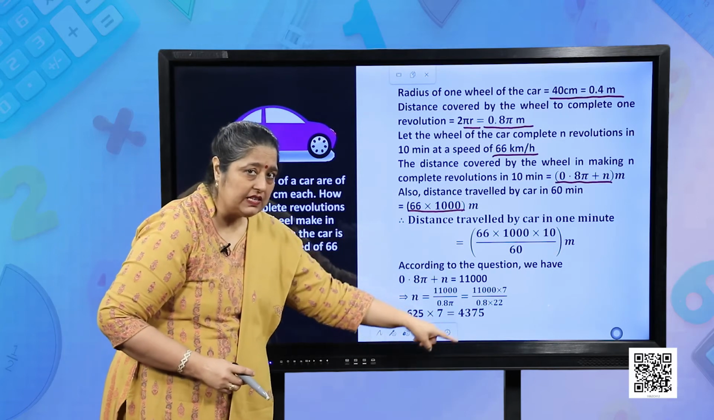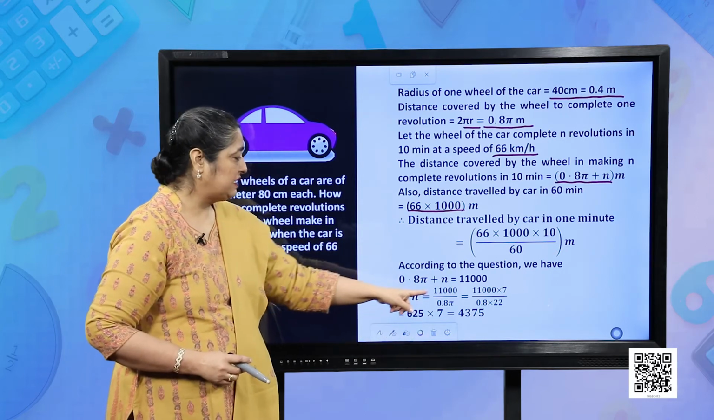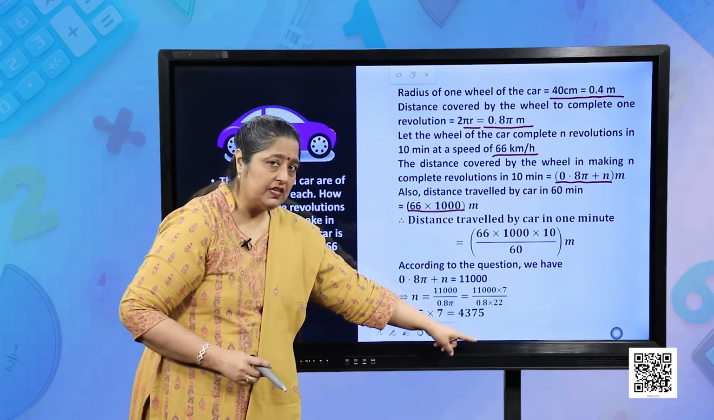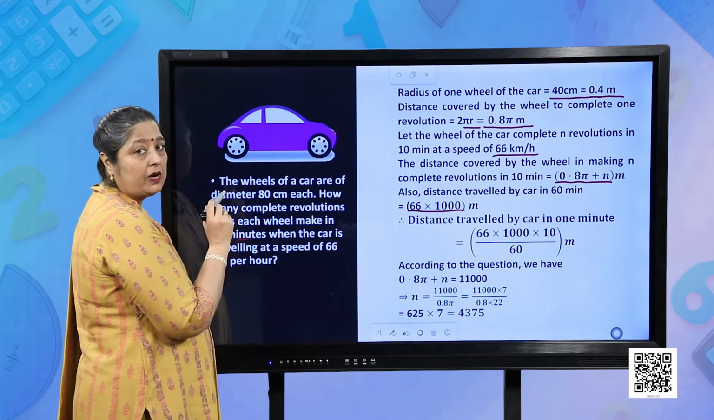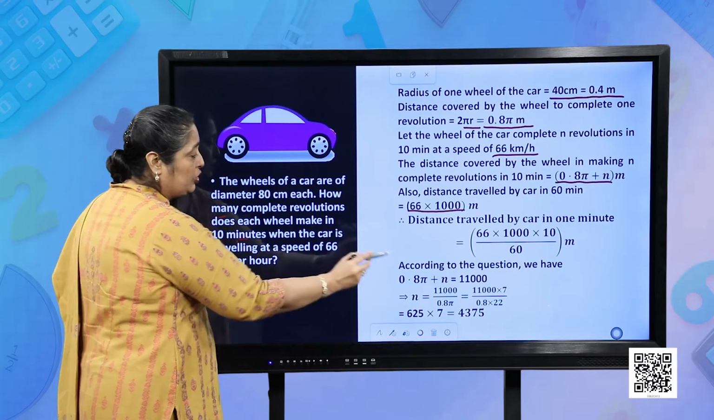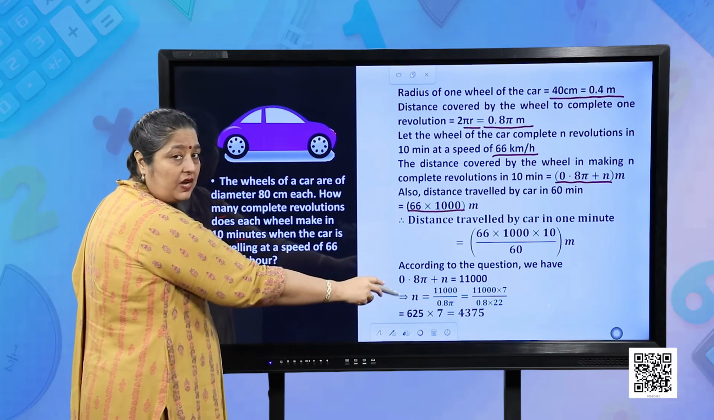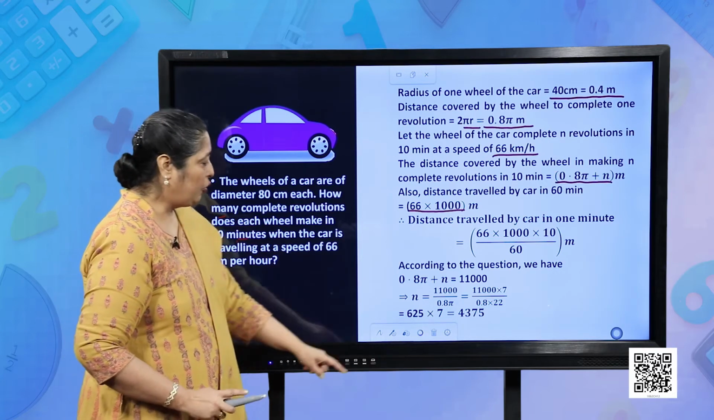Solving all this, we have the value of n as 4,375. What we had to find is the number of revolutions, and the number of revolutions is 4,375. I hope this is clear.